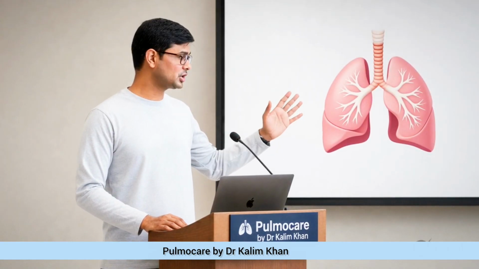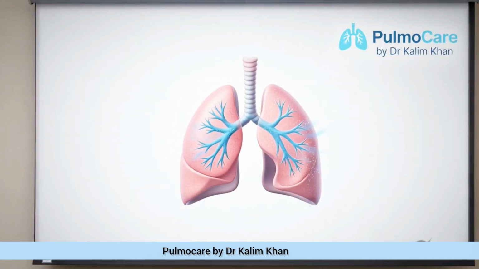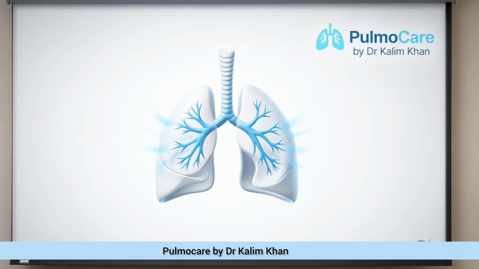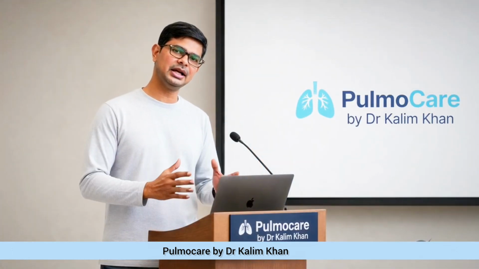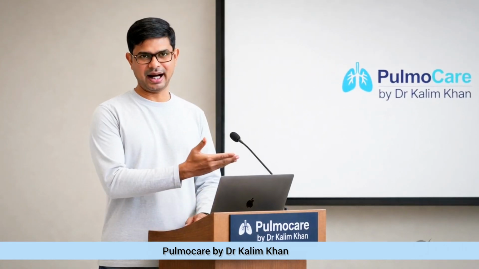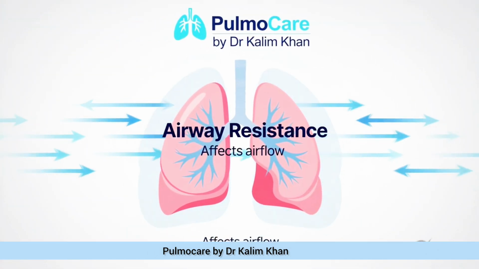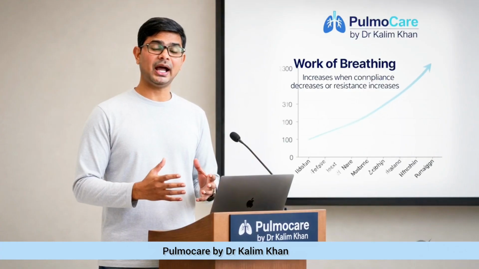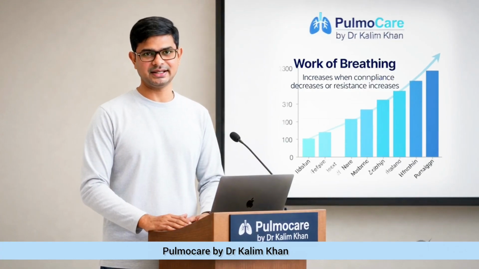Now let us summarize today's lecture. The respiratory system performs two essential functions: oxygenation and ventilation. Normal breathing occurs through negative pressure inspiration, whereas mechanical ventilation uses positive pressure to inflate the lungs. Lung compliance determines how easily the lungs expand. Airway resistance affects airflow. The work of breathing increases when either compliance decreases or resistance increases.